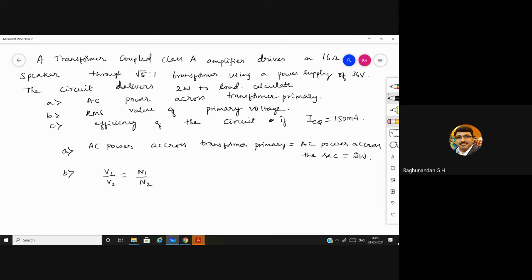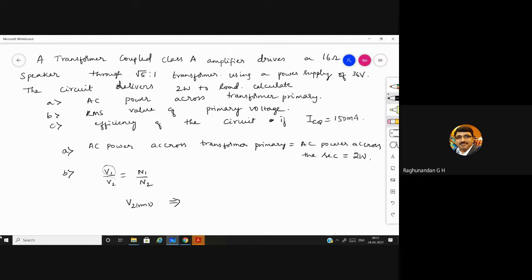So V1 is our primary voltage, V2 is our secondary voltage, and they have given the turns ratio. But do we know what is V2? Do we know the V2 value according to the question? No, sir. So that's why first we need to find V2 RMS. Both are in RMS only.